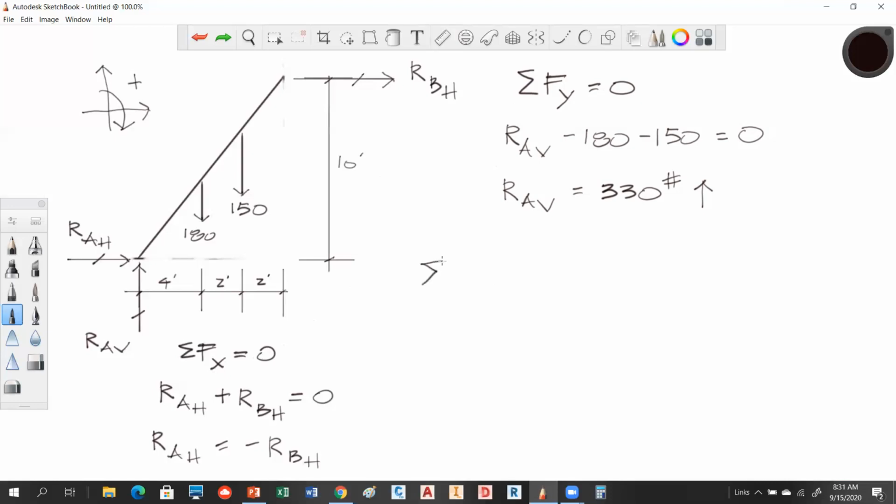We're going to do a sum of moments. We know sum of moments about any point have to equal 0. We're going to define clockwise moments as positive. We want to be smart where we take our moments. Where's a good place to take moments? We want to cancel forces that are unknowns.